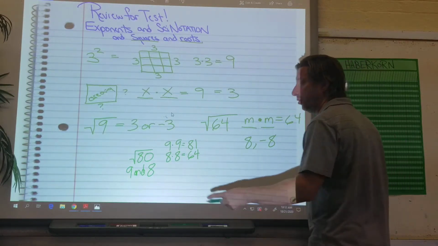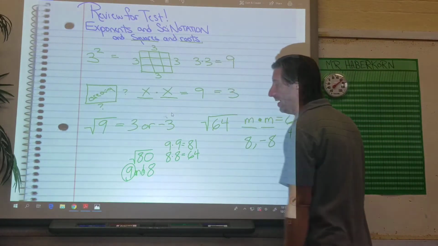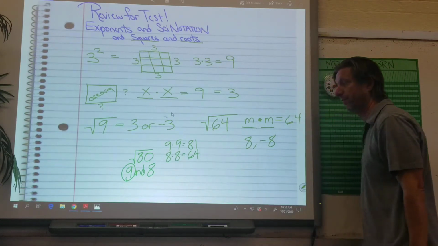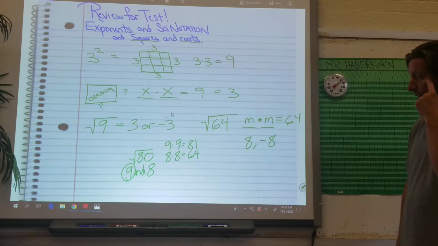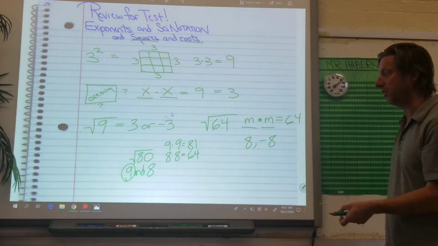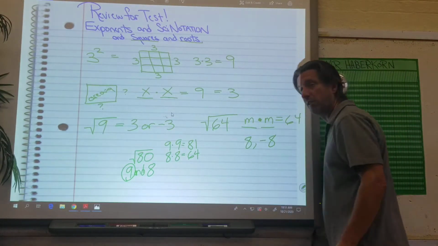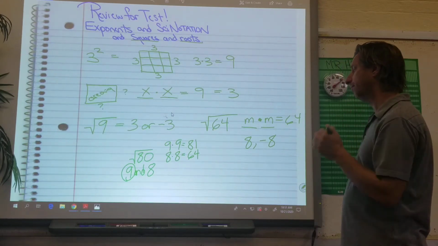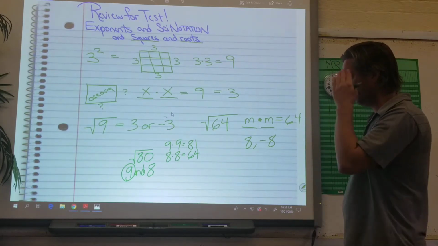Then if you wanted to, you could circle the 9 and say it's closer to 9. Isn't 80 closer to 81 than to 64? All right, so some of them, this is an estimation. It's in between 8 and 9, but it's closer to 9. All right? Okay, so that's square roots.